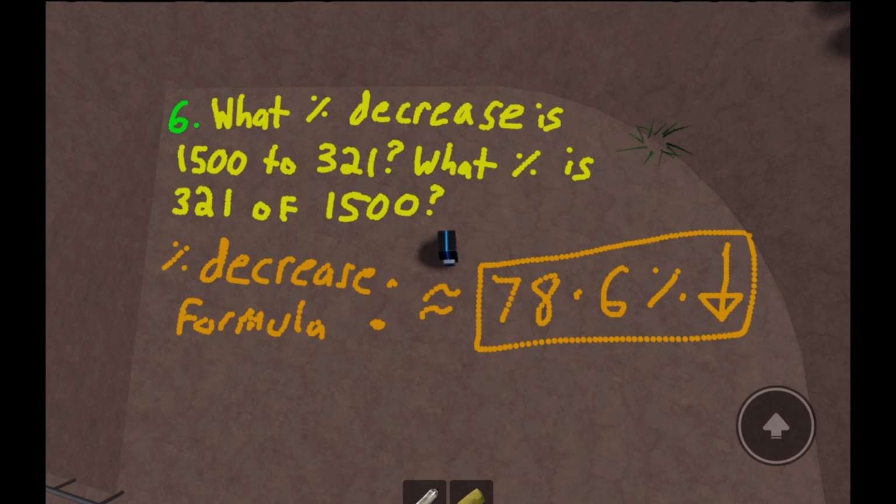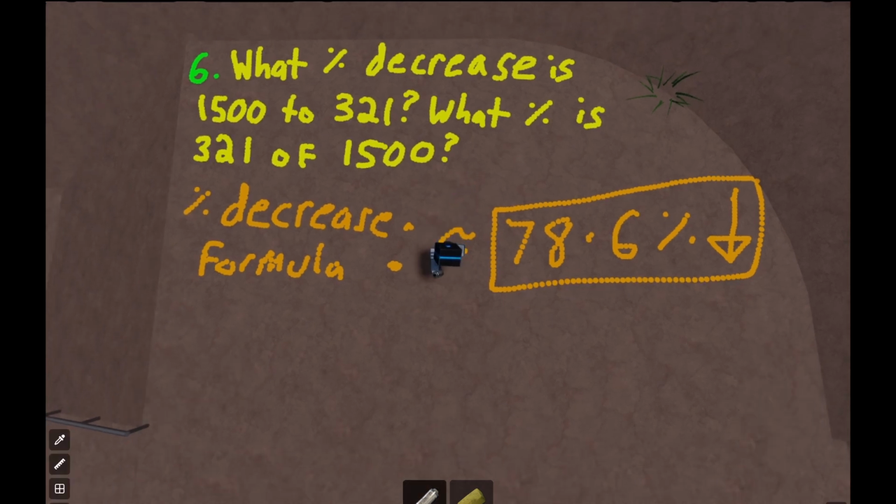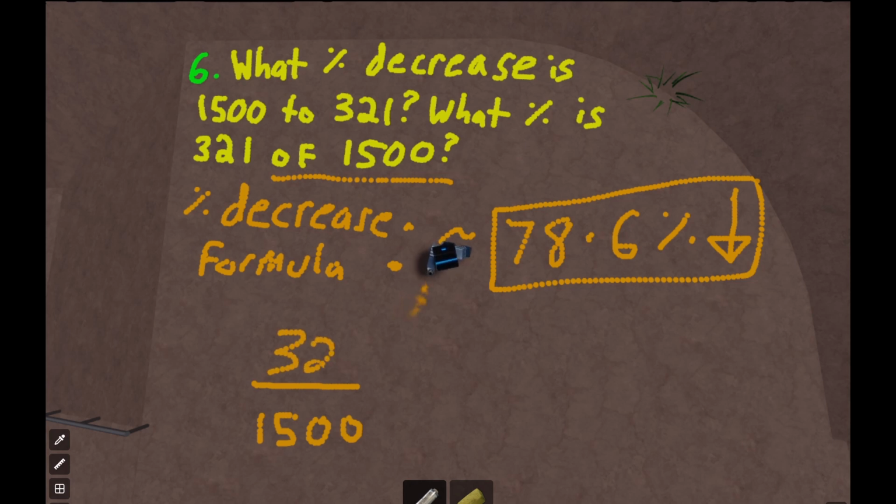Now let's find what percent is 321 of 1500. To this question, just set up the fraction again. It says of 1500, so that's our denominator. 321 goes in the numerator, multiply by 100%. And if you do that, you will get that 321 is only 21.4% of 1500.